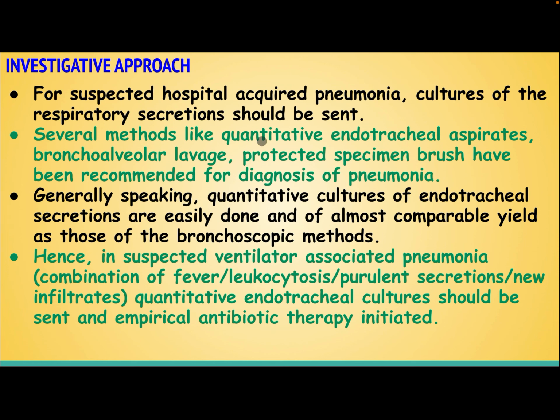Several methods like quantitative endotracheal aspiration, bronchoalveolar lavage, and protected specimen brush have been recommended for diagnosis of pneumonia. Generally speaking, a quantitative culture of endotracheal secretion is easily done and of almost comparable yield to those of the bronchoscopic methods. Hence, in suspected ventilator-associated pneumonia, with a combination of fever, leukocytosis, purulent secretion, and new infiltrates, quantitative endotracheal culture should be sent and empirical antibiotic therapy initiated.